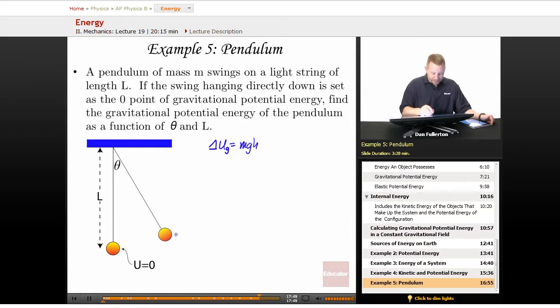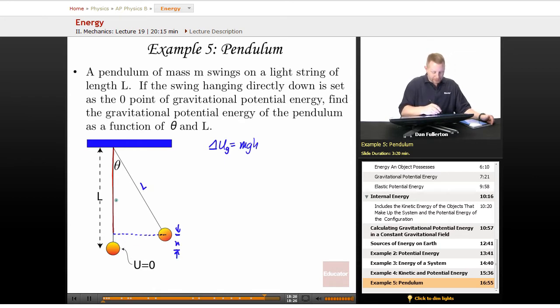The trick then is going to be finding out what this h is as it moves from its lowest point to its highest point. And to do that, we're going to have to analyze this with a little bit of geometry and trig. The first thing I do is notice that if this is L, then this length also must be L. If I draw a straight line over to the center of the ball on my pendulum, though, this length is no longer L. It's gotten a little bit shorter.